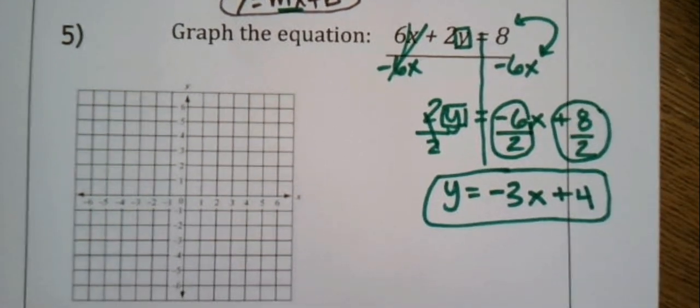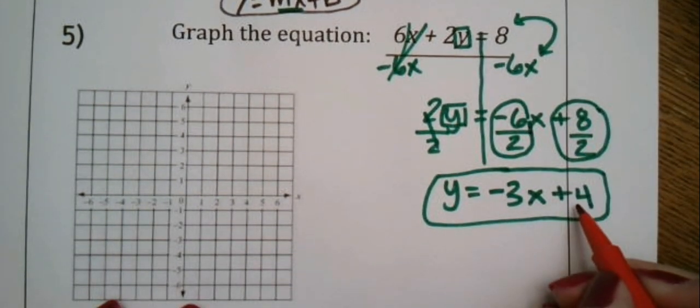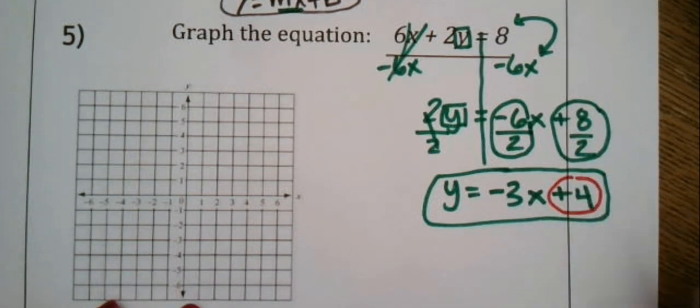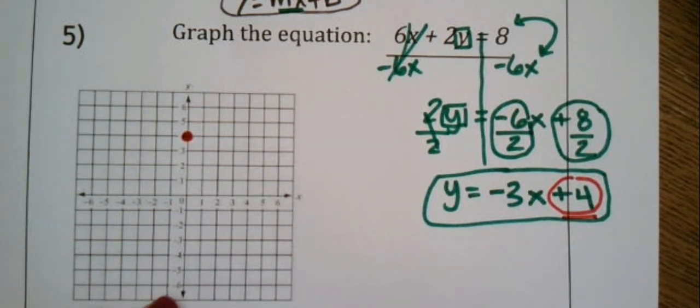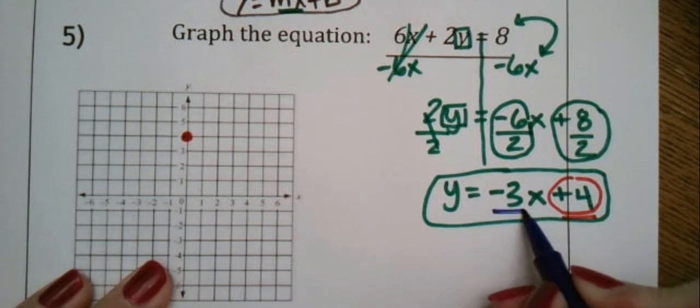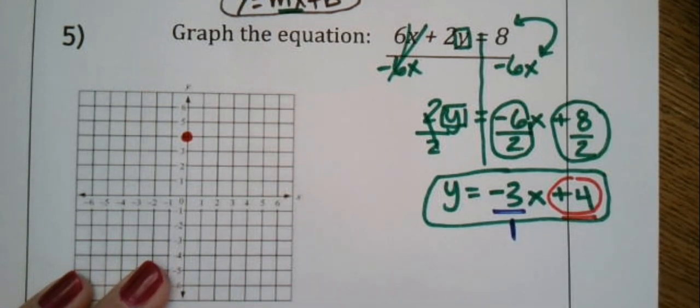So first thing we need to do is to locate the y-intercept, and that is at +4. So we know that that has to be a point. You have to have a starting point. That's going to be it. So +4 on the y-axis. Now we have a slope of -3. Remember, slope is a ratio of rise over run. I would make this a fraction so it's a little bit easier to see.